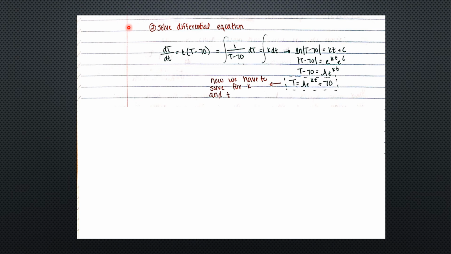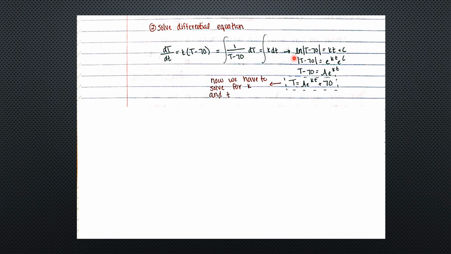Second step is to solve this differential equation. So we have our differential equation. We want to get the big T's on one side and the little t's on the other side. So when we do this, we get 1 over (T minus 70) dT equals k dt. In order to really solve this, we need to take the integral or the antiderivative of both sides, which will give us ln the absolute value of T minus 70 equals k little t plus C.